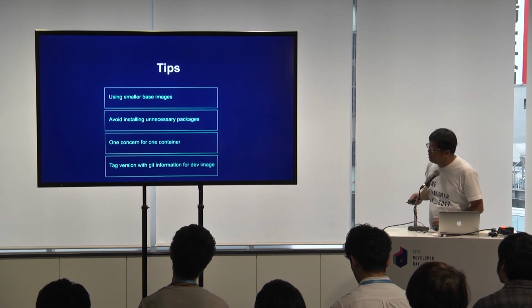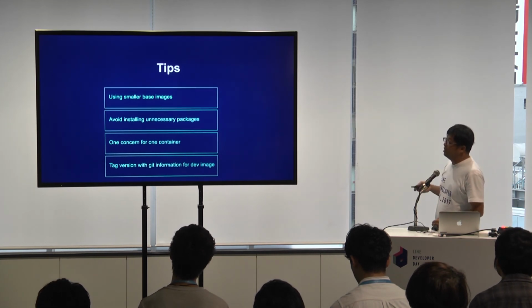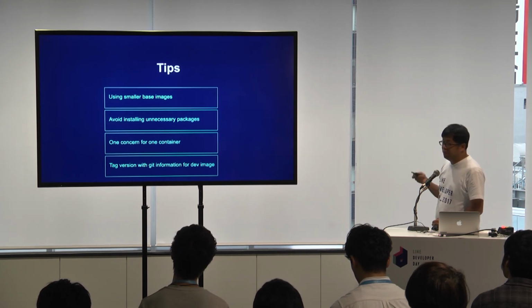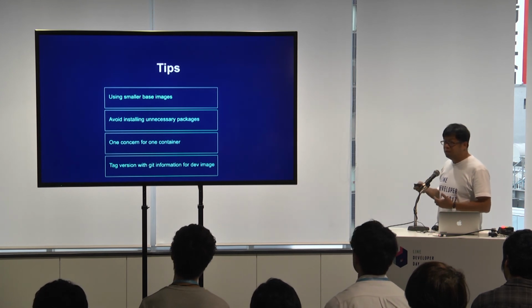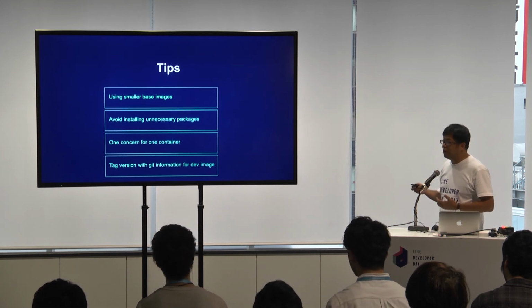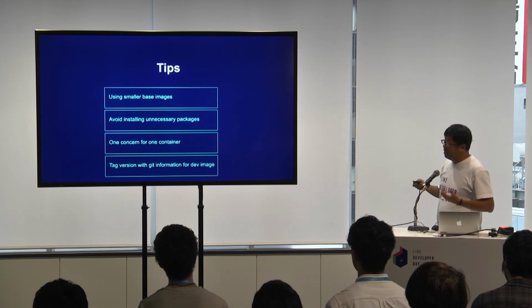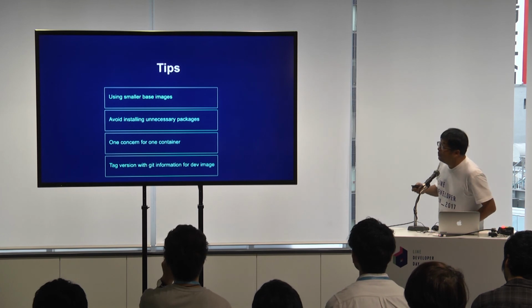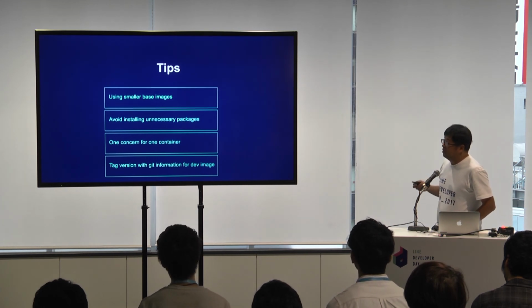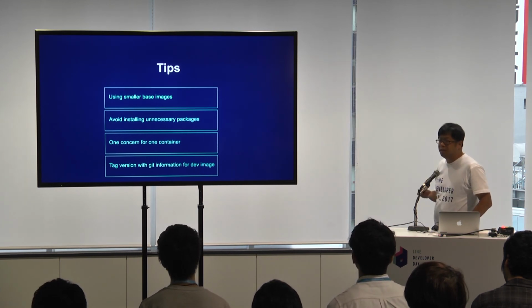Here are some tips when using Docker to build up the development environment. The first one is please use smaller base images, because I think everybody likes to use Ubuntu as the base image, but Ubuntu is very huge. If you have many services using it, it consumes your hard disk space. And try to avoid installing unnecessary packages. Only install the packages you want for your applications.